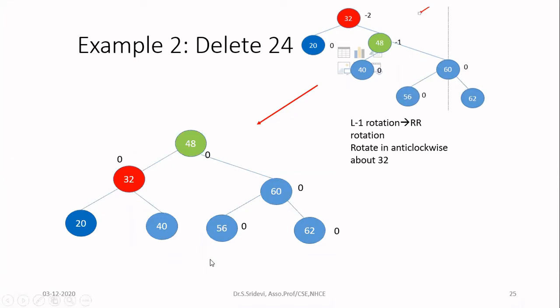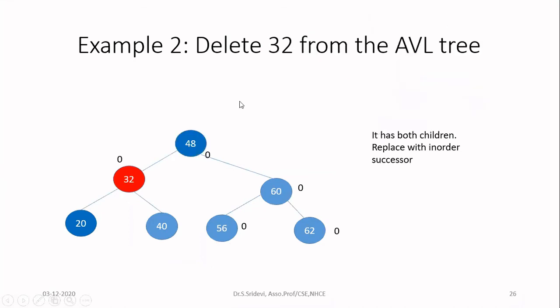So now go and delete the next node. Next, I want to delete the node 32. 32 is available. It is present in the middle. It is having both the children. So when a node is having both the children, you have to replace the node either with in-order successor or in-order predecessor. You can follow any approach in the test, but now I am going to choose in-order successor.